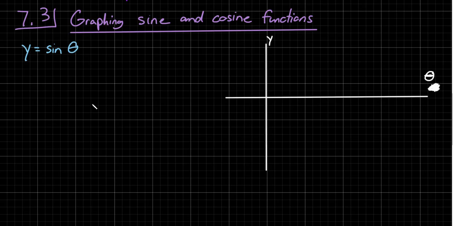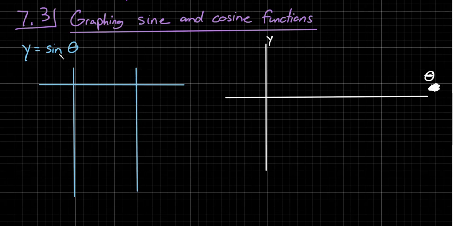Okay, let's pick some points. Let's do a 3-column chart. We might not need all 3 columns. We'll see. So I have theta over here. Then I have sine theta. And actually, then I guess we'll do y.